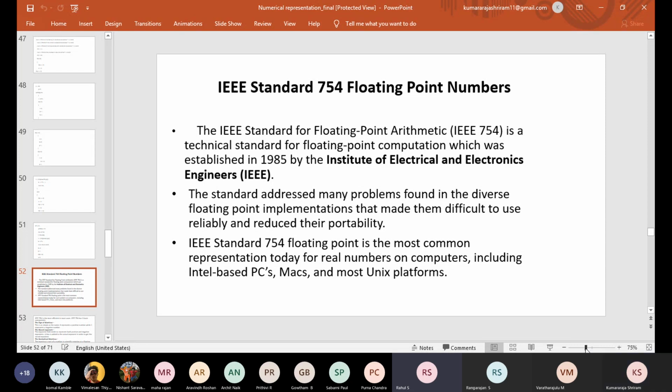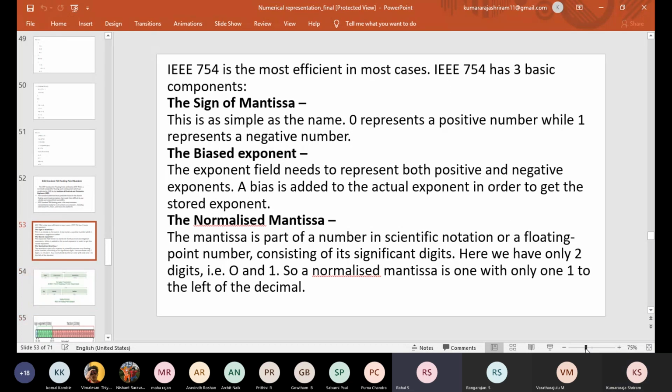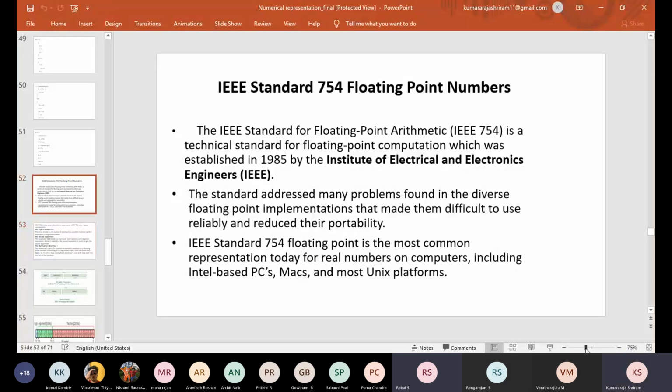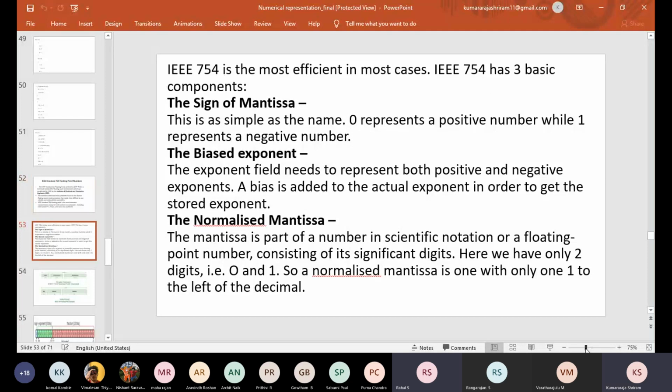The IEEE 754 floating point standard is the most common representation today for real numbers on computers, including Intel-based PCs, laptops, Macs, and most Unix platforms. The standard addressed many problems found in the diverse floating point implementations that made them difficult to use reliably and reduced their portability. Next slide.